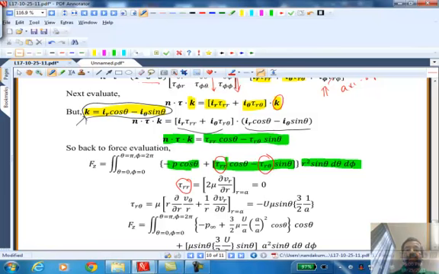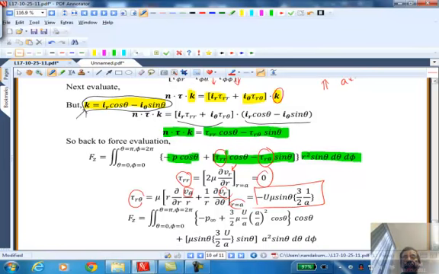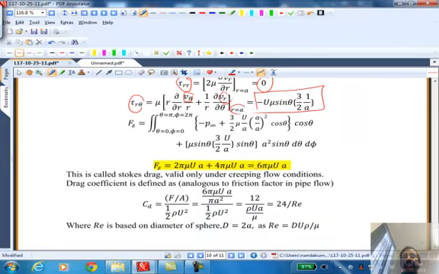Tau rr turns out to be dvr dr, which turns out to be 0 in this particular case after you substitute for vr. It's not obvious, but when you substitute the velocity profile that you have, take the derivative, evaluate it at r equal to a, that will be 0. Similarly, tau r theta will be d dr of v theta over r plus 1 over r dvr d theta. So plug in for vr and v theta. We already have the solution. Plug it in and evaluate it at r equal to a, and that will give you this expression. Then plug them all in and do the integration, and you're going to get this.